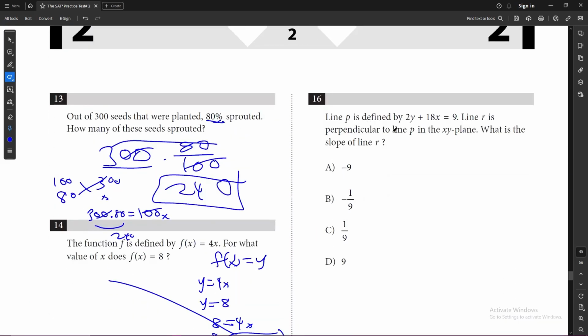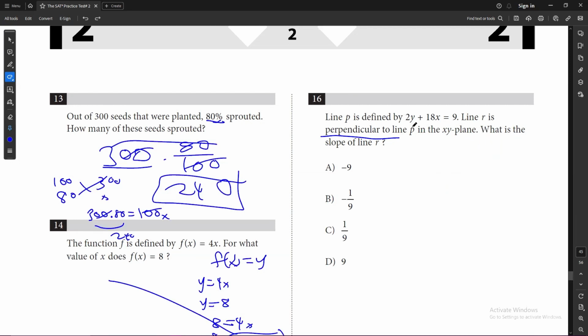Line P is defined by 2y plus 18x equals 9. Line R is perpendicular to line P in the xy plane. What is the slope of line R? So guys, if there is a perpendicular line for something, when you multiply a normal line's slope with the perpendicular line's slope, you're going to end up with -1. This is the rule. You will end up with -1.